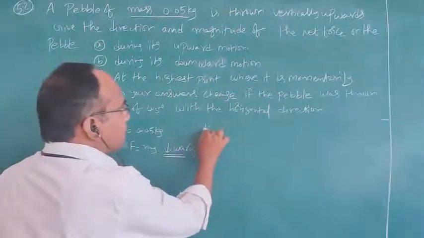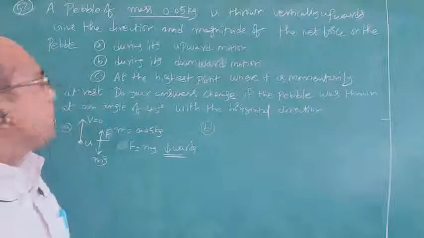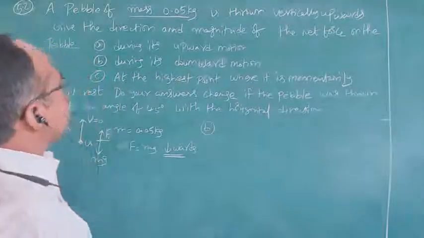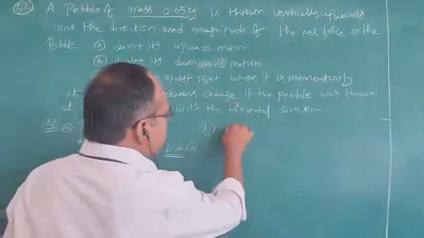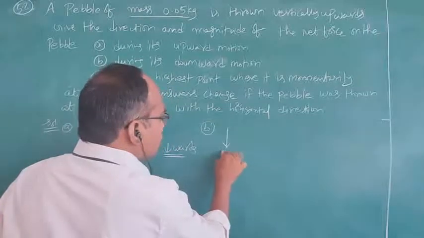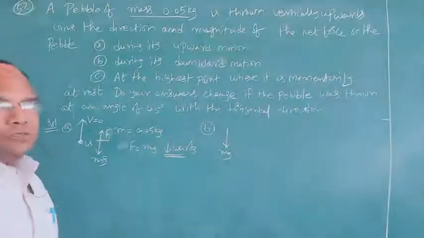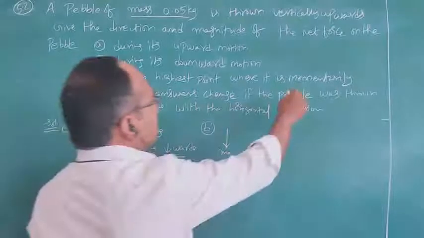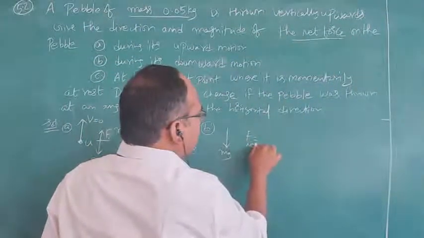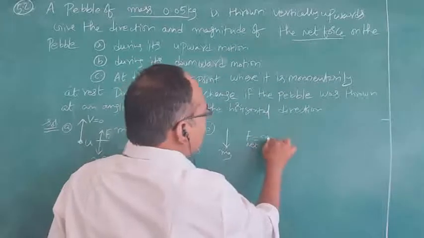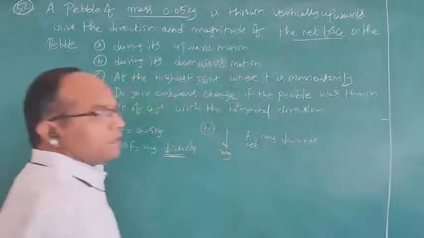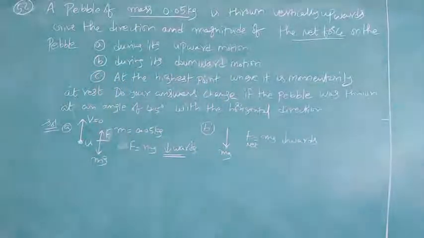Next, for the second, see, during its downward motion, directly, what happens? The pebble is directly falling down, so it is acting under the acceleration due to gravity. So they are asking what? Force. So there is nothing but what? Net force. Net force is nothing but what? mg acting downwards. Acting downwards directly.